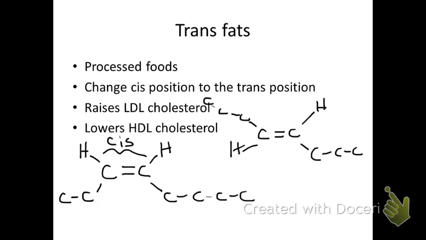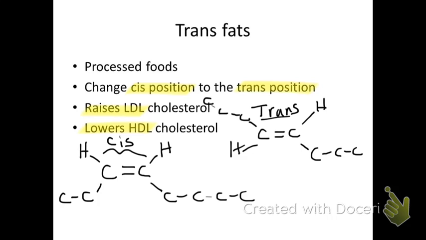And this is the trans position. Now, these trans positions are not good for our fatty acid chains. It causes problems. As it mentions here on our slide, when we change the cis position into the trans position, it raises our LDLs. Not good, right? So trans fats raise our LDLs, and they lower the HDLs. That is something we do not want to happen.